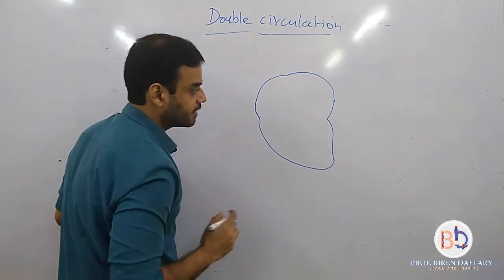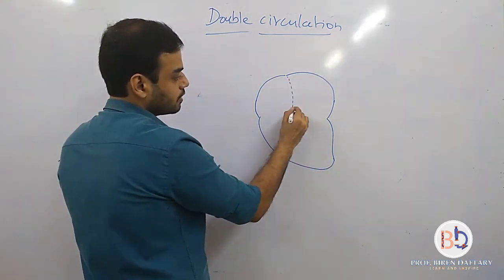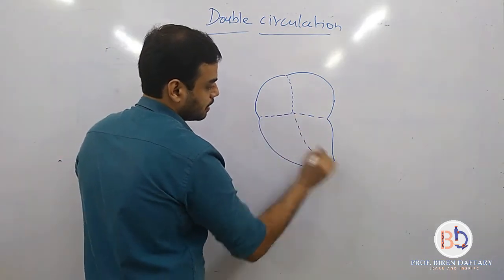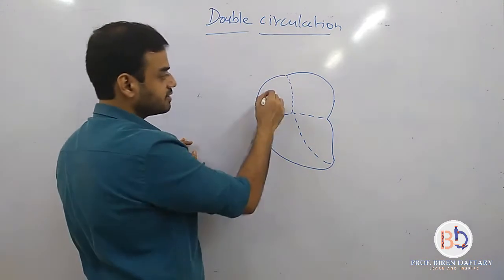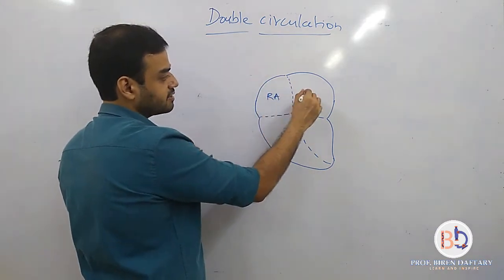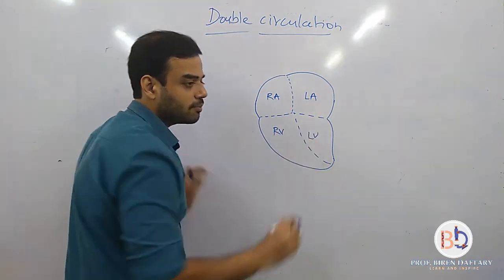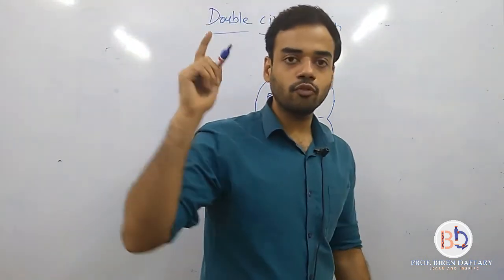This is the pointed end. Now, is this clear? This is right atrium, this is left atrium, this is right ventricle, this is left ventricle. Double circulation is seen in a 4-chambered heart.